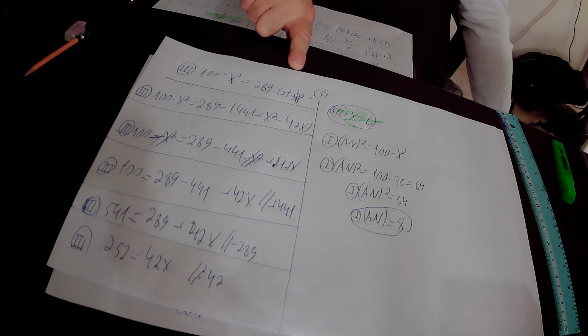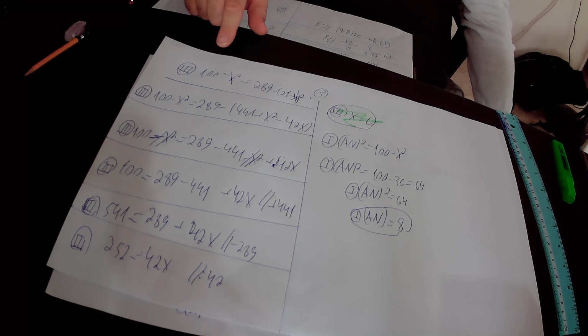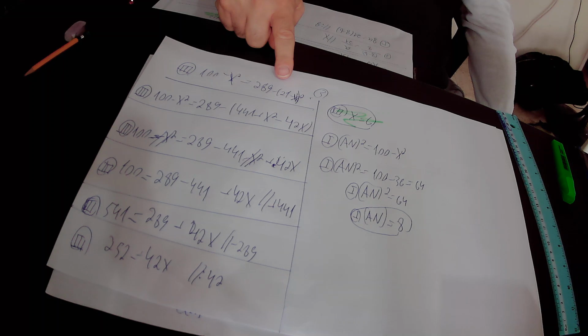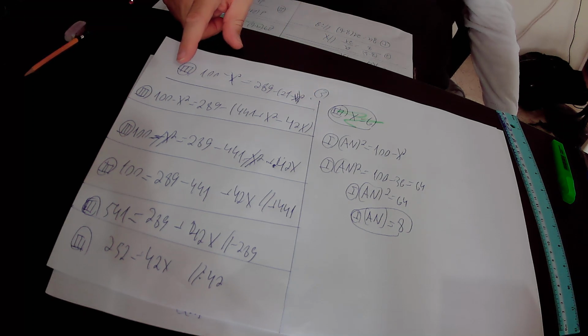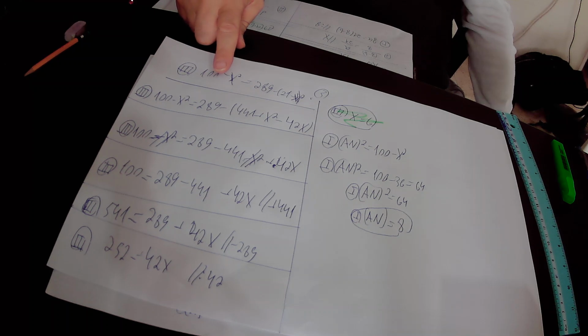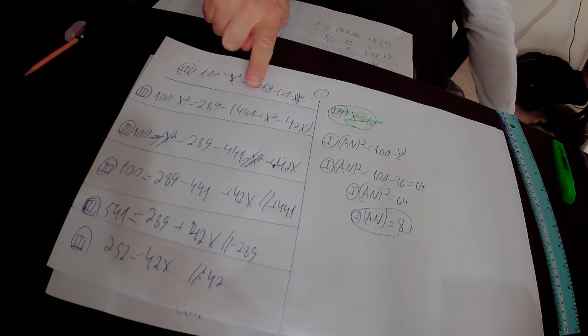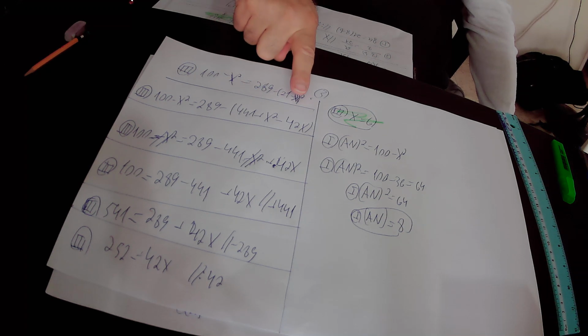Here, we open the brackets of the expression (21 minus x) squared. 100 minus x squared equals 289 minus the expression, and (21 minus x) squared equals 21 squared, that is 441, plus x squared, minus 2 times 21 times x, that is minus 42x. So according to equation 3, 100 minus x squared equals 289 minus, inside the brackets, 441 plus x squared minus 42x.